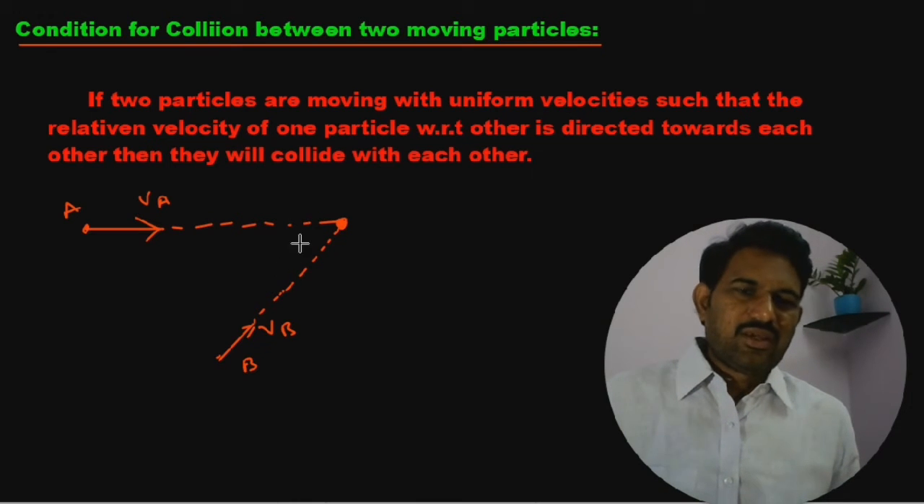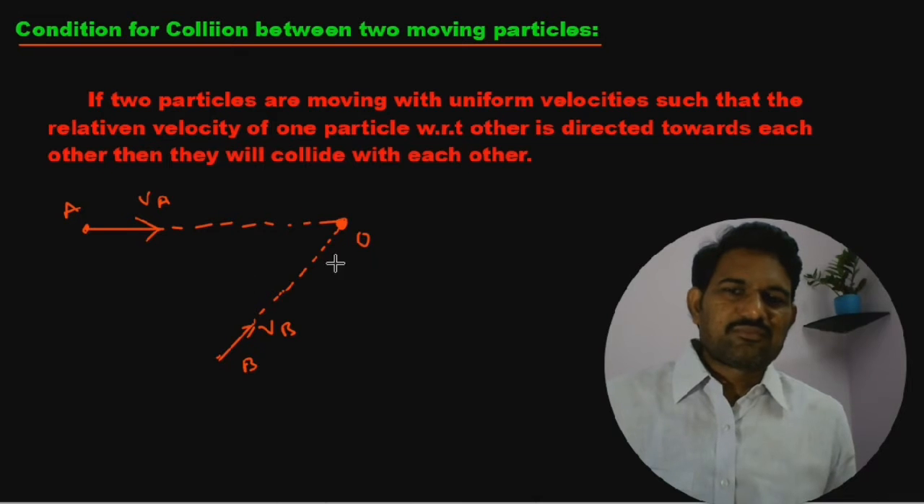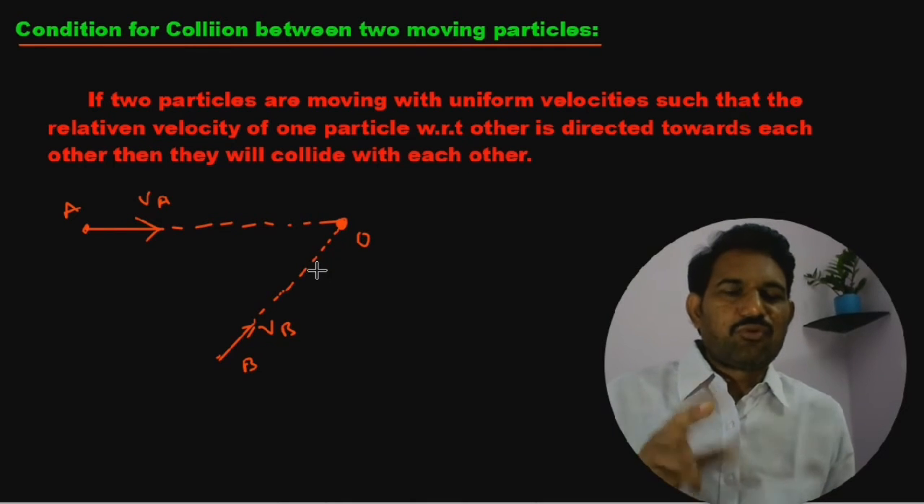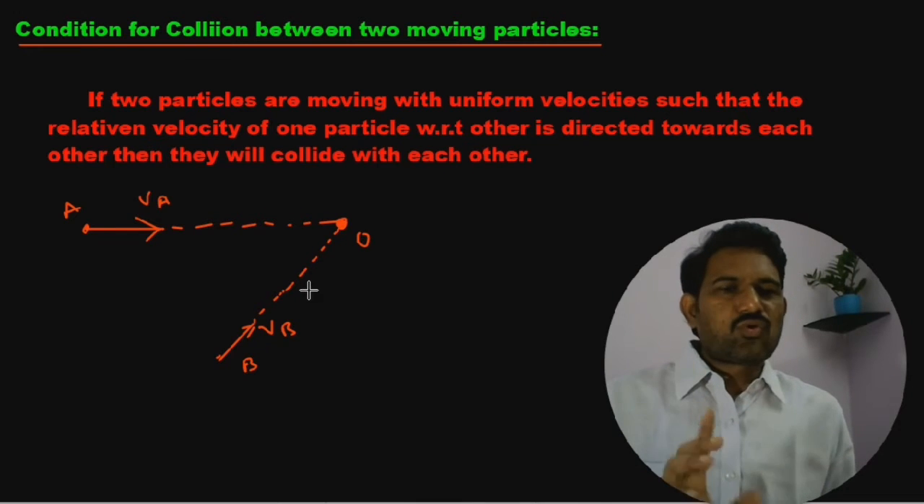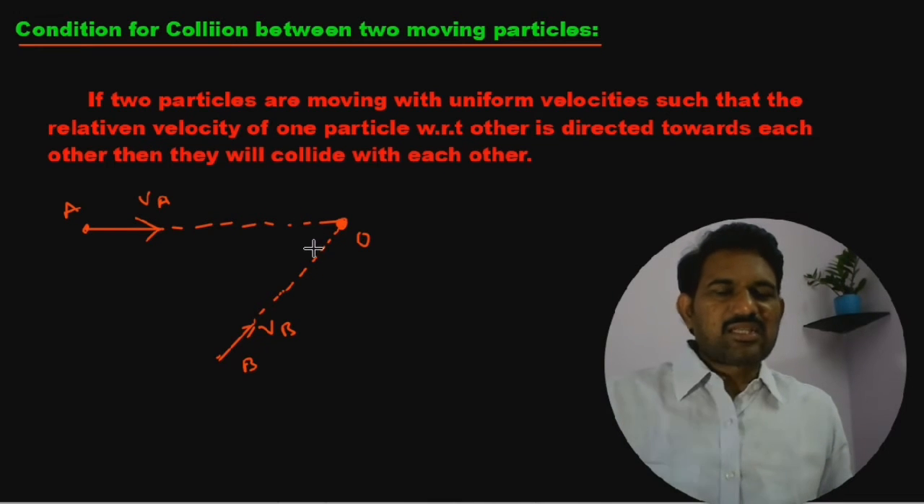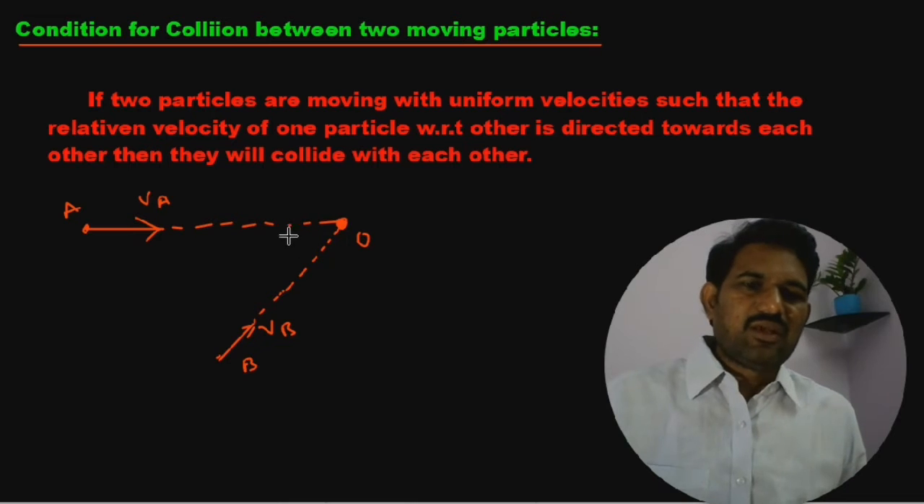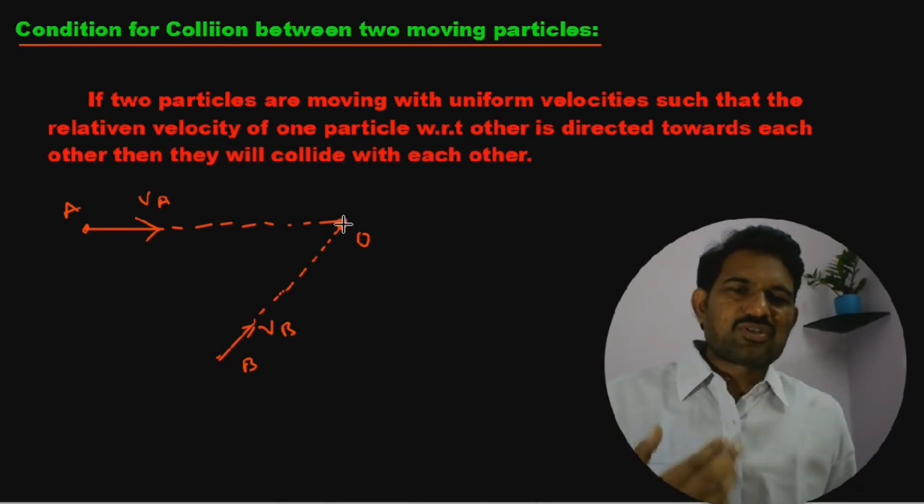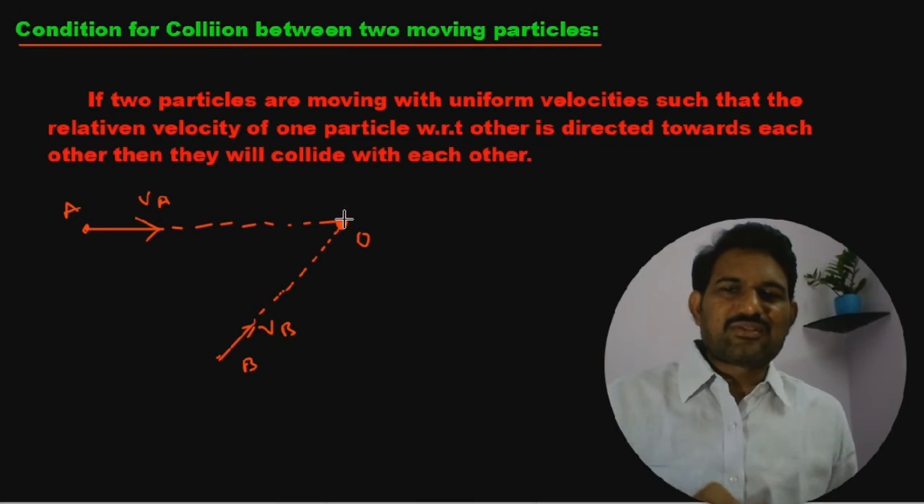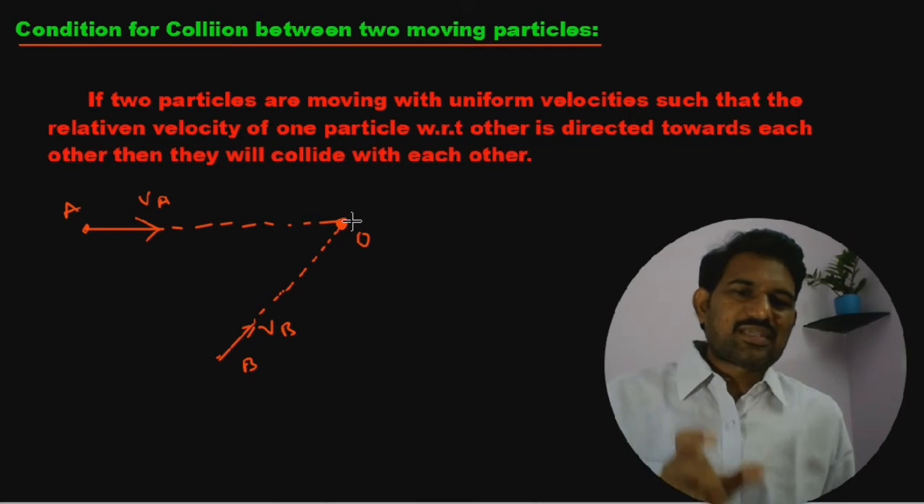Because this particle, suppose I am naming this point as O here. This particle A may reach the point O earlier than that of B, or B may reach the point O earlier than that of A. That means if both the particles are reaching that point O at the same instant of time, then collision is possible. If both are reaching that point at different instants of time, then collision is not possible, right? And so to make sure that collision is possible or not, the general condition is both should reach that point at the same instant of time. That is our general condition.